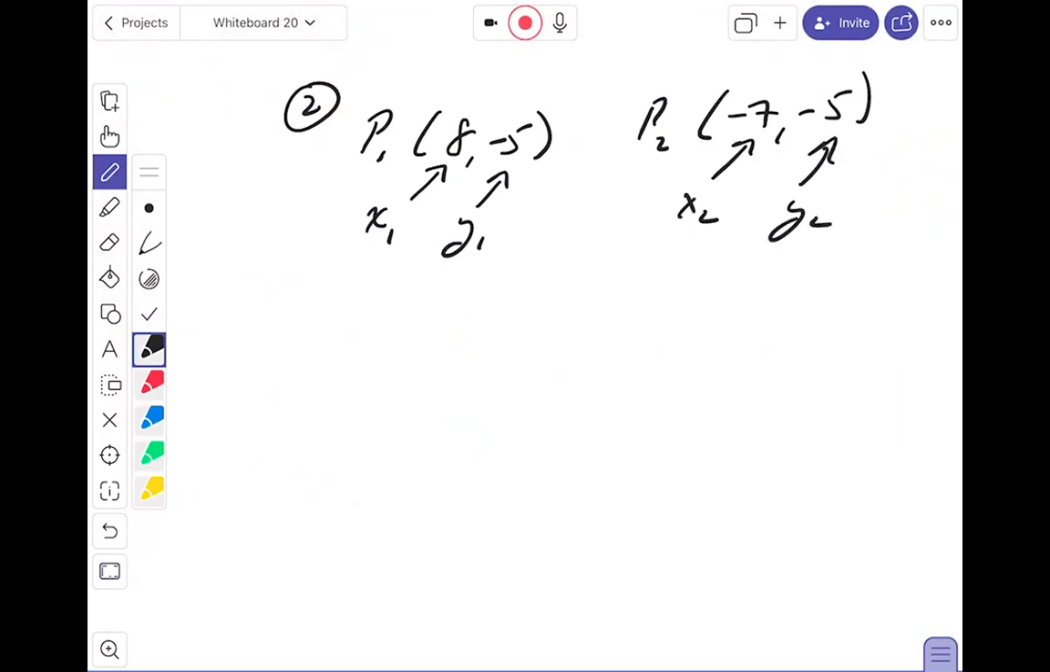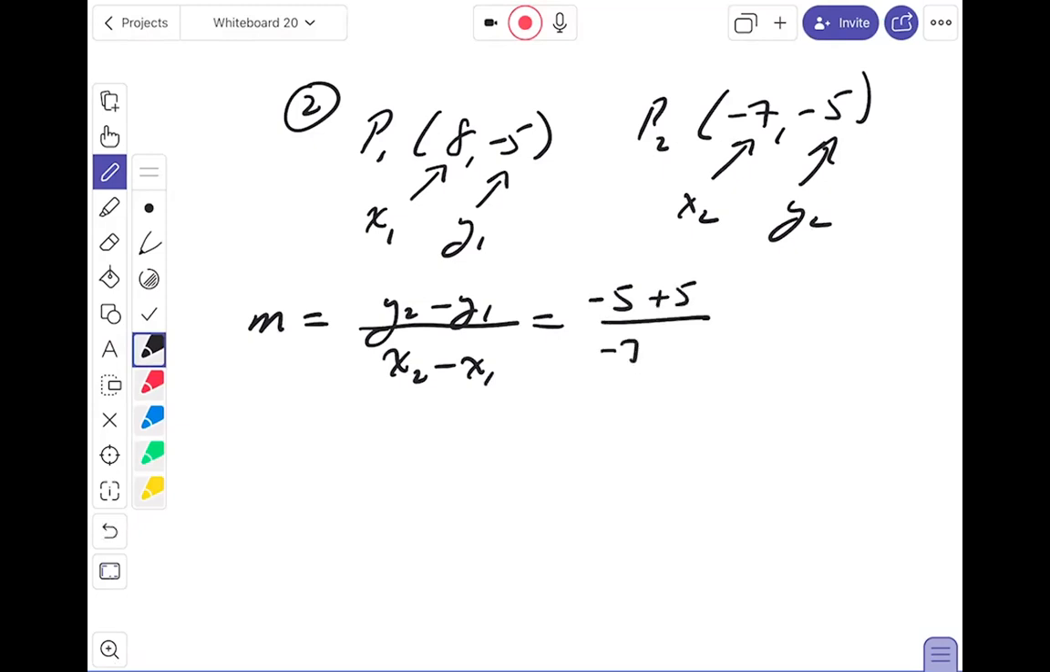All right, what slope? If you're using a formula, it's going to be y2 minus y1 over x2 minus x1. Let's write this down. Y2 is minus 5. Now you're going to subtract away minus 5, so it's going to be plus 5. What goes on bottom? Minus 7, minus 8. What do you get on top? 0. What do you get on bottom? Minus 15. What does this give you? 0.